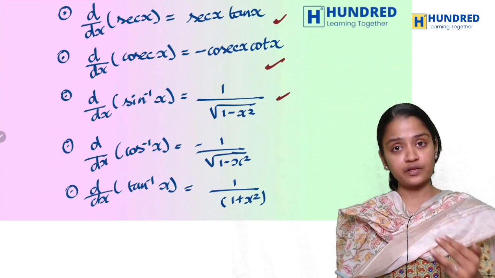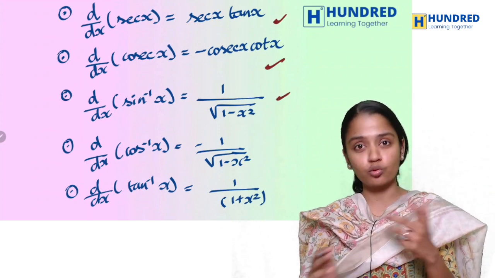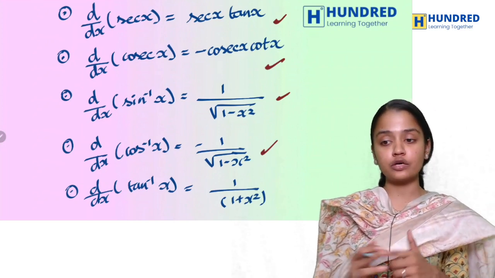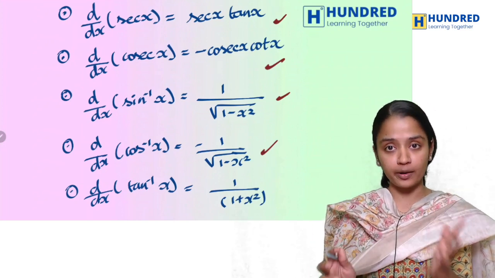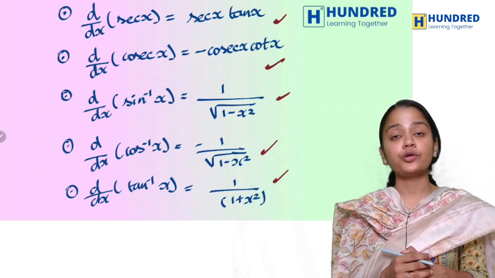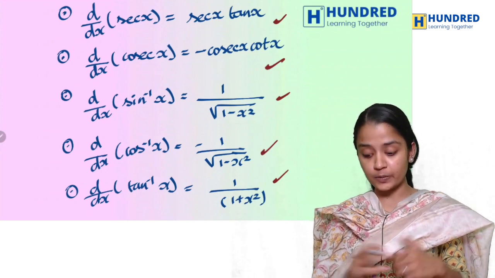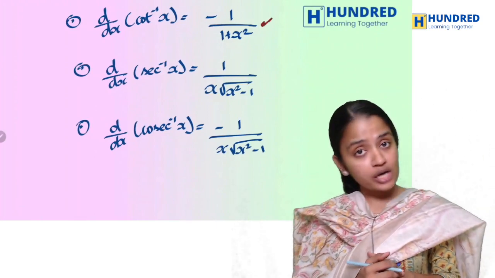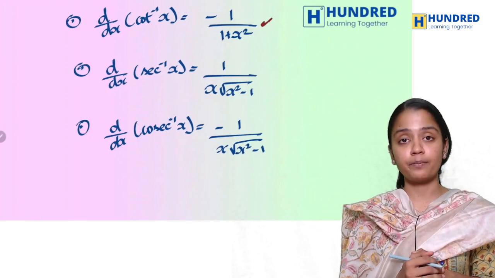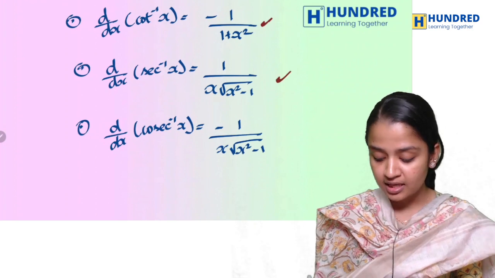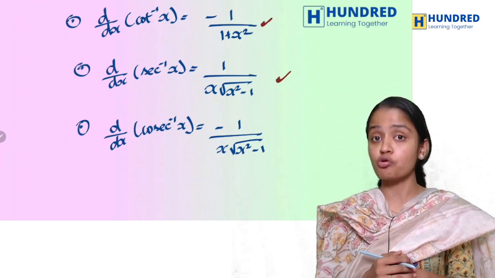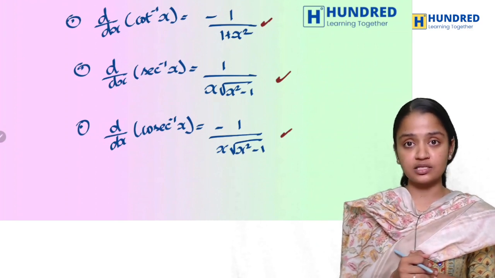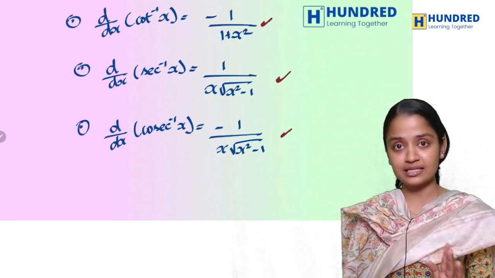Then differentiation of sine inverse x is 1 by root of 1 minus x square. Then when you differentiate cos inverse of x, that will be minus 1 by root of 1 minus x square. Same way, tan inverse of x will be 1 by 1 plus x square. If you differentiate cot inverse of x, it will be minus 1 by 1 plus x square. Secant inverse is 1 by x into root of x square minus 1. Cosecant inverse is minus 1 by x into root of x square minus 1. So like this it will be.